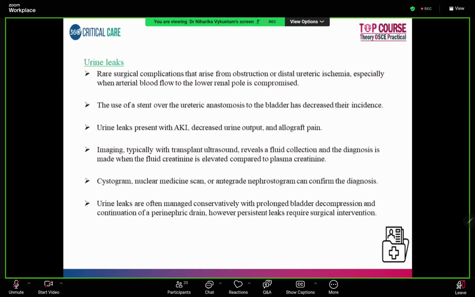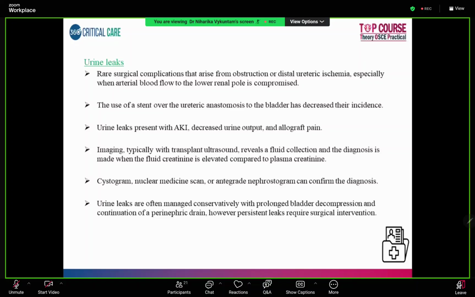Next, coming to the urine leaks. Urine leaks nowadays is a rare complication. It can arise from obstruction or distal ureteric ischemia, especially when the arterial blood flow to the lower renal pole is compromised. Why did I tell it is a rare complication nowadays? Because before, when they were doing this anastomosis of the ureters to the bladder, it was a plain anastomosis. But now they're using stents for the anastomosis, and these stents will prevent the urinary leaks. Hence, their incidence has been reduced recently.